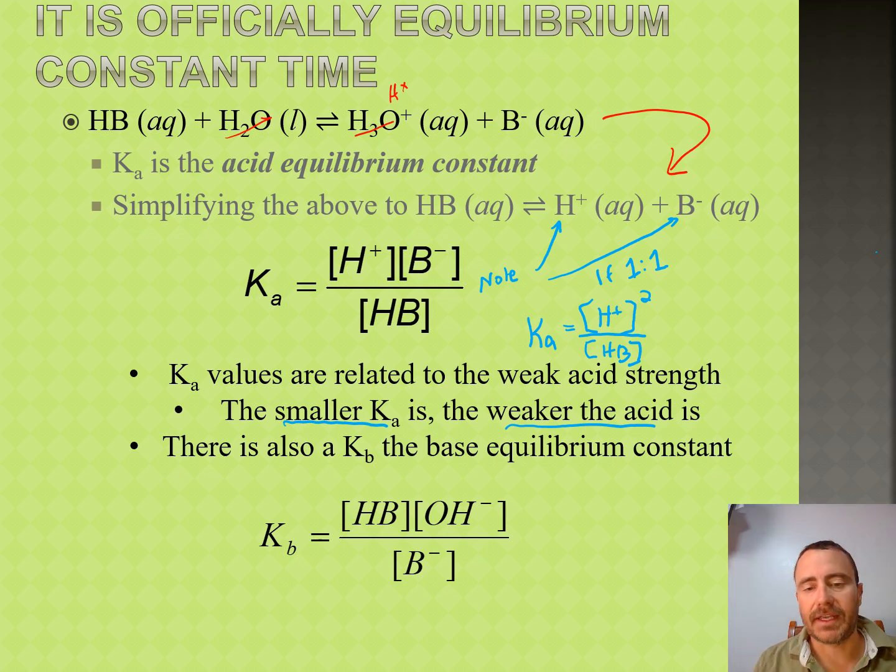Now we also have a Kb, which we call the base equilibria constant, but again, we're never going to call it the base equilibria constant, we're just going to call it a Kb. And so that is shown as being the HB times our OH- over B-. We're going to show that equation all by itself a little bit later on. Right now in this podcast, we're focused on our weak acid equilibria constant.